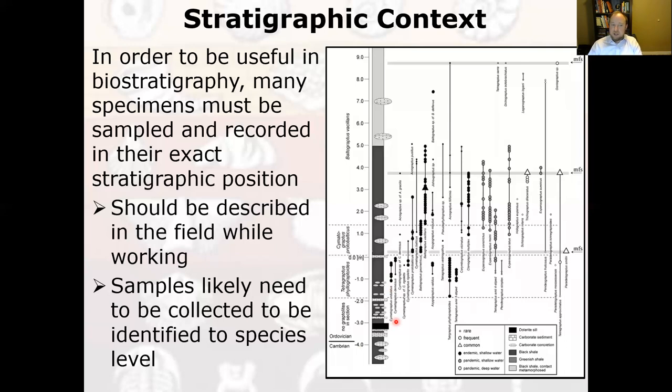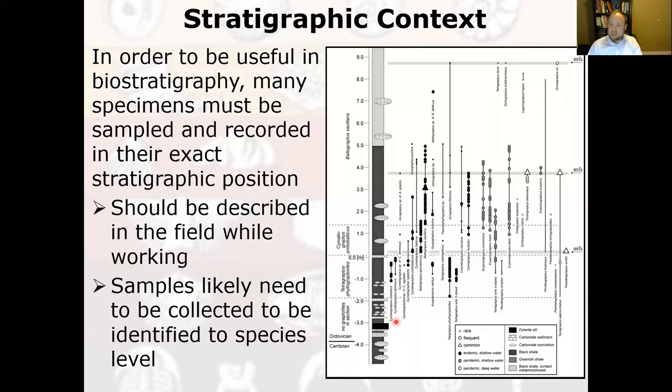This should be done while you're in the field. So as you're working in the field, you build your stratigraphic column. As you're collecting samples, you are placing them on that stratigraphic column. I collected this at X meters above my datum. I collected this at X plus 3 meters above my datum. And so it needs to be in the stratigraphic context.